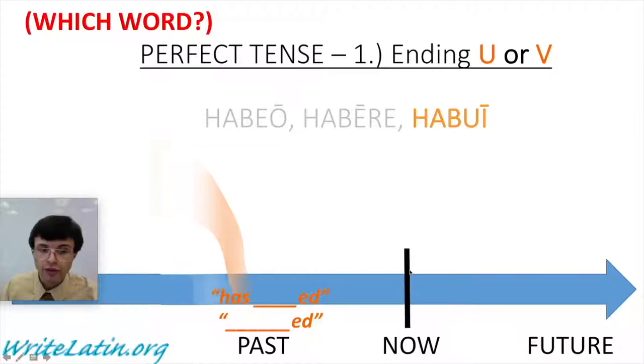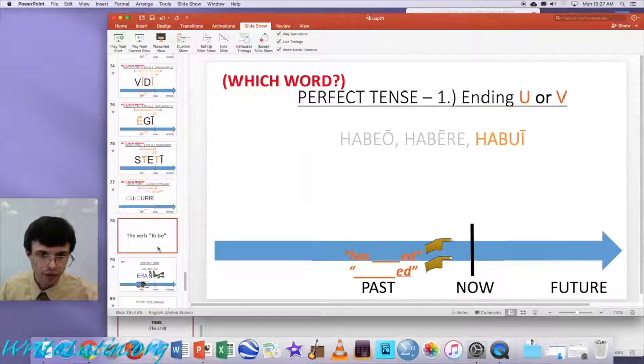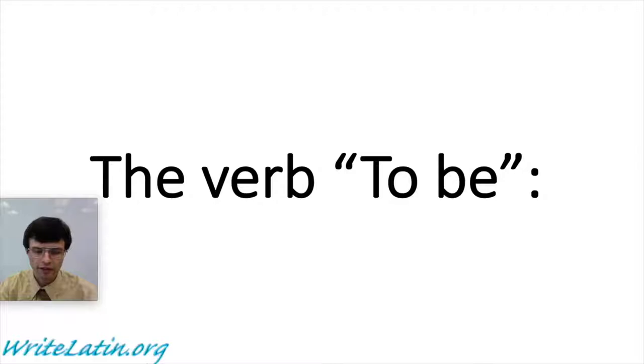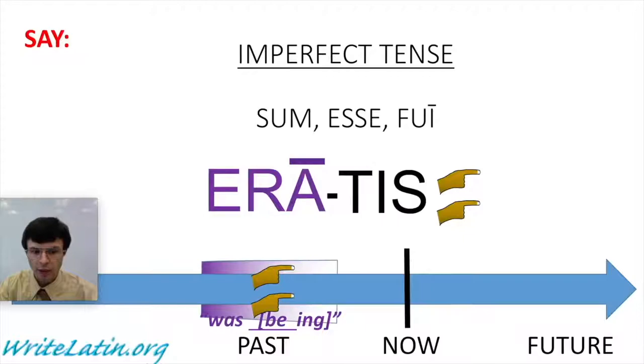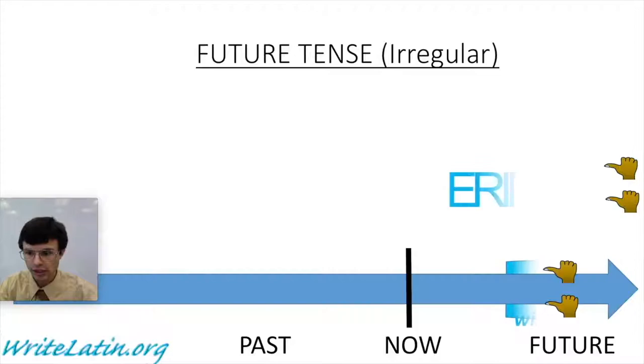Let's jump on to the verb to be. So far, we haven't really kept good track of the verb to be, but this was its form in the imperfect, I was being. This was its form in the future, I will be. Its form in the present was sum es est sunt.